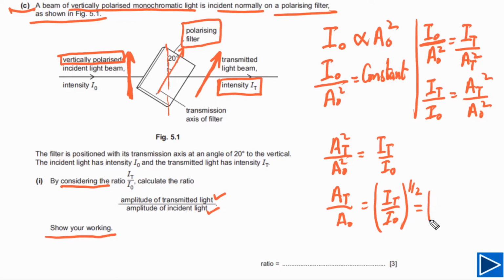Now we need to find out what is the ratio between IT and I naught, and the power of that one will be equal to 1 by 2. So let's try to find out the ratio between IT and I naught. For that purpose, we have to use Malus's law.